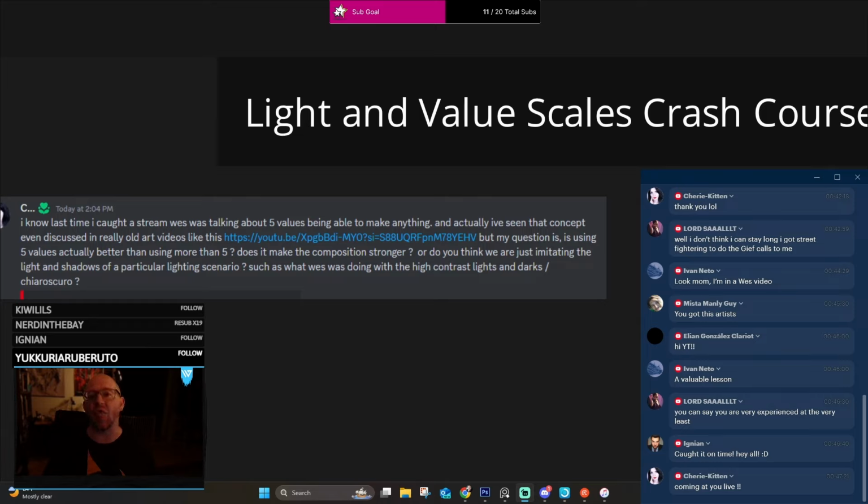Whenever you start getting into local values and materials, such as reflectivity, such as water, refraction, the way light bounces off things, the way light absorbs on certain materials, some of the quote-unquote value scale rules can be broken. All right? You have to think of them separately.